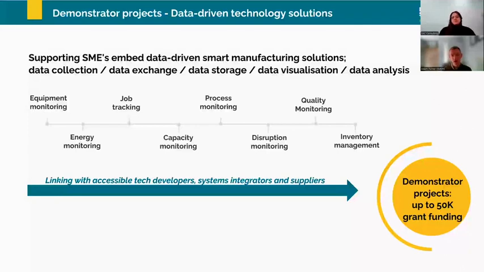So there's a lot of money in the business at this current moment in time that's coming forward for demonstration level activity. So I would really encourage you, if you're on this journey, if you're looking at some of these items that are covered here: equipment monitoring, energy monitoring, job tracking, capacity, process disruption, quality and inventory management. If you're looking at any of those things and you want to employ that technology, please do get in touch with us and we'll signpost you to the most relevant funding application to do that.